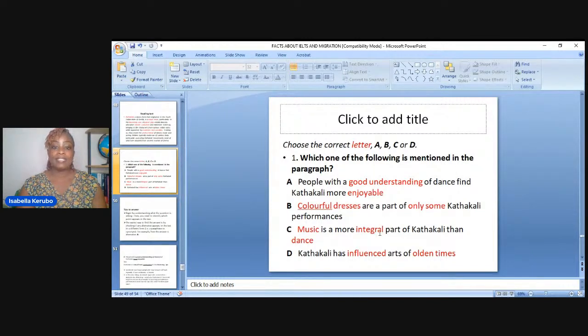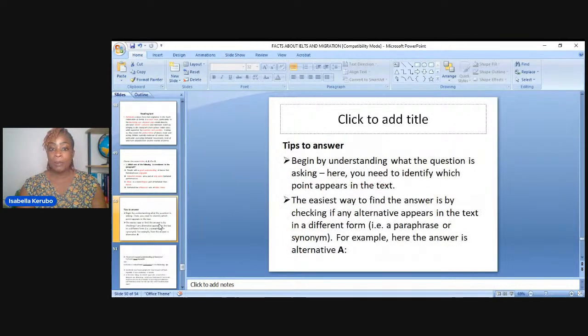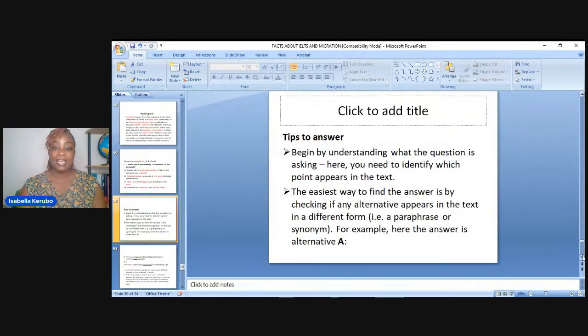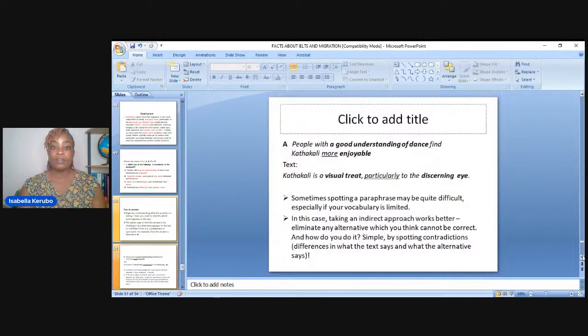A is the correct answer, but we are going to go through all this for you to understand how this came about, or how you are supposed to identify the correct answer. All right. Option A said, people with a good understanding of the dance find Kathakali more enjoyable. And in the text, I've made it easier. I've transferred that specific area where the answer is, so that we can move together, instead of going back and forth to the question and the text.